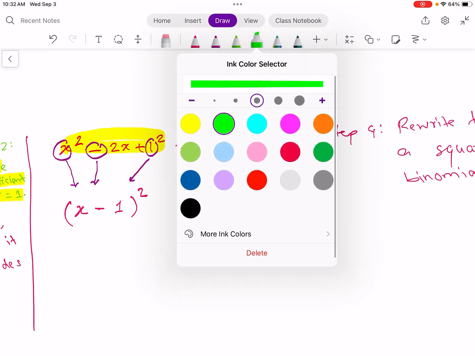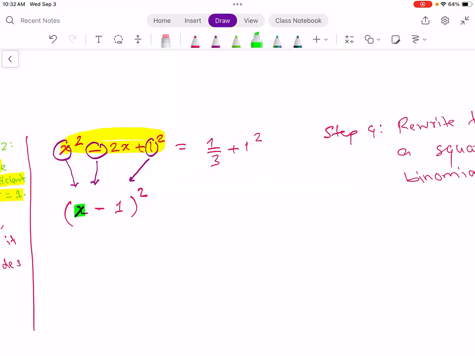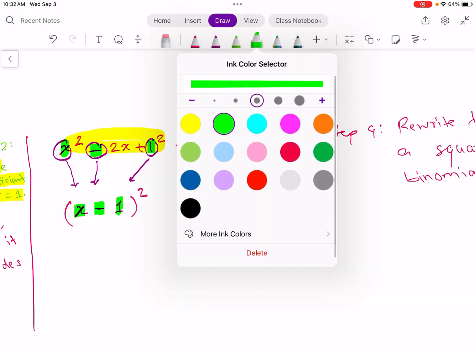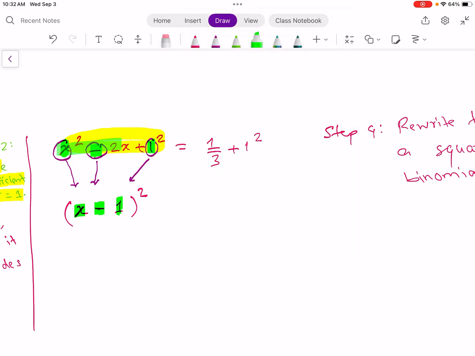So we take this x from here, we take this 1 from this last square term, and this sign is the sign of the middle term, and once you have two terms you square it. This trinomial is the same as this square of binomial. They are exactly the same. The only difference is that they are in a different form.